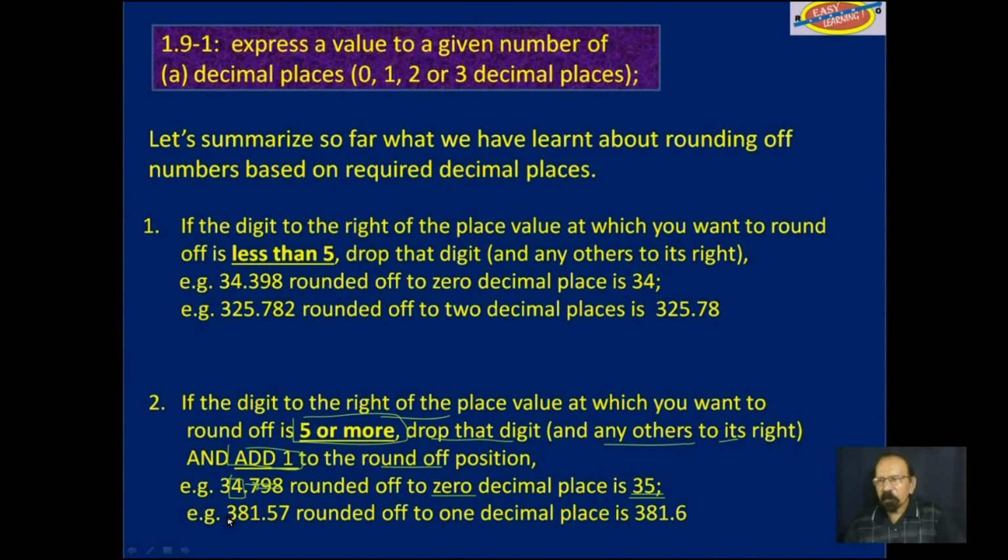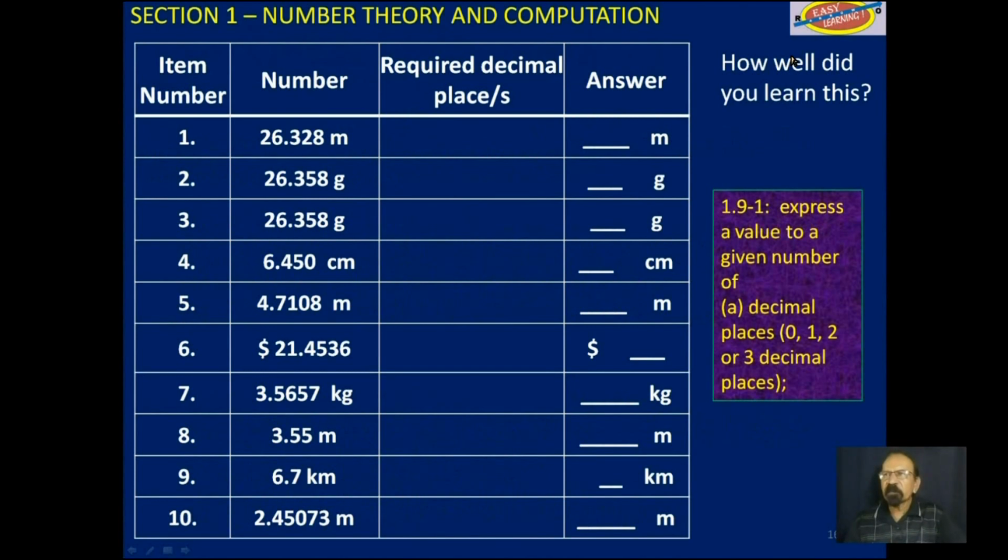The next one below it, 381.57 rounded off to 1 decimal place, that is, you want to round off at this 5. The digit on its right is 7, so you drop the 7 and increase that 5 to 6, so you get 381.6. So let's see how well you have learned this. We have 10 items here. I have listed some numbers, and then we have some required decimal places. I'll give you a few seconds to guess your answer, and then I'll show you what the answer is.